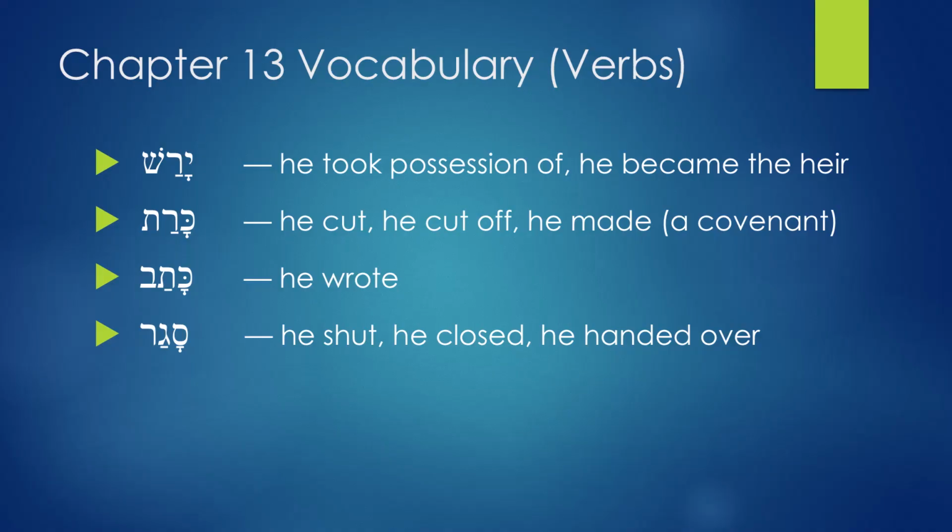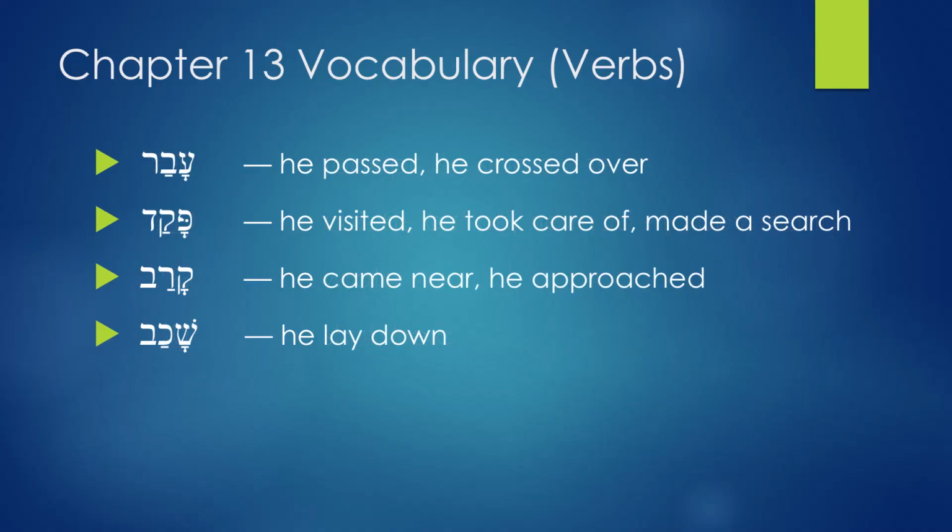Next you have the verb katav. Katav means he wrote. Next you have the verb sagar. Sagar means he shut. He closed, he shut. Still on the verbs, next you have avar. Avar means he passed. He crossed over.